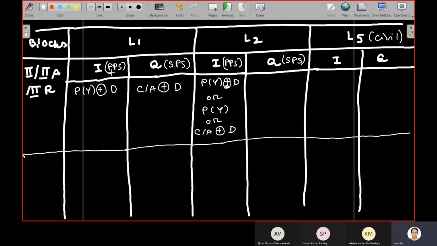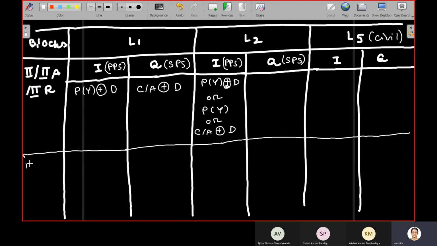But for PPS, precise positioning service, we have both L1 and L2. In the L2 band, the control segment could choose which of these can modulate the carrier, whether it is PY plus data or simple PY no data, or it can also be CA plus D. Okay. So this was the signal structure for these blocks.